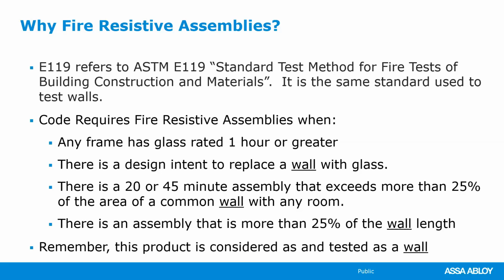And if there is an assembly that is more than 25% of the wall length, so if you had, say, a 10-foot wide wall and you had a single door and maybe a small side light, and it exceeded more than 2.5 feet, which it would in most cases, that side light and the frame itself would have to be E119. And I'll emphasize this throughout the presentation, but you really need to think of this product as a wall because that's exactly how it's tested.